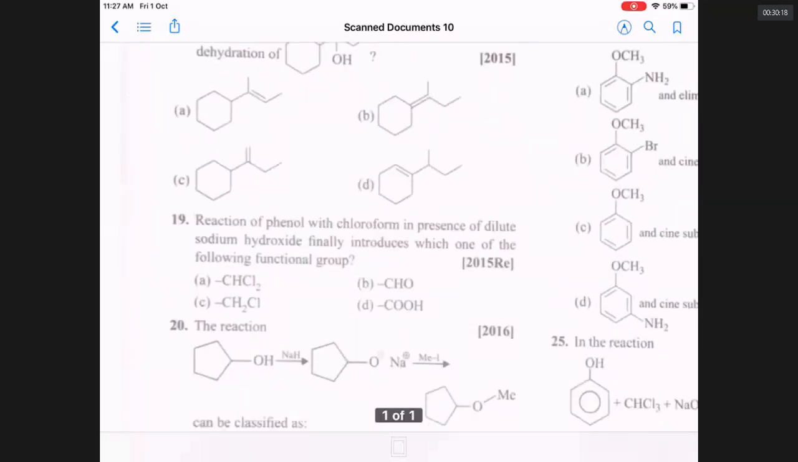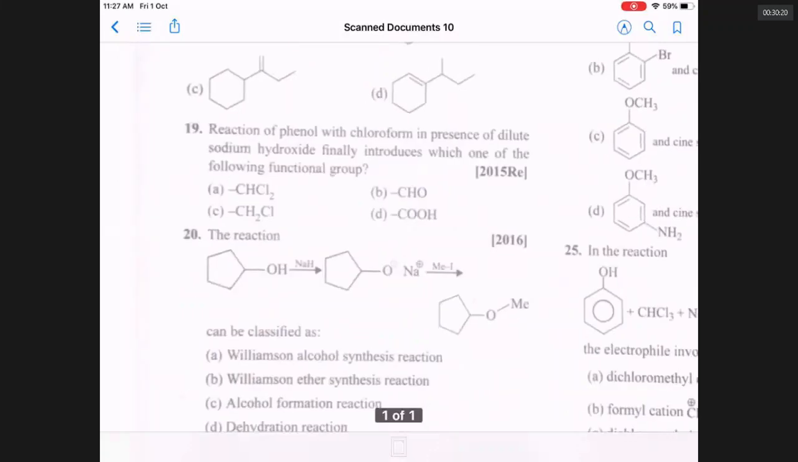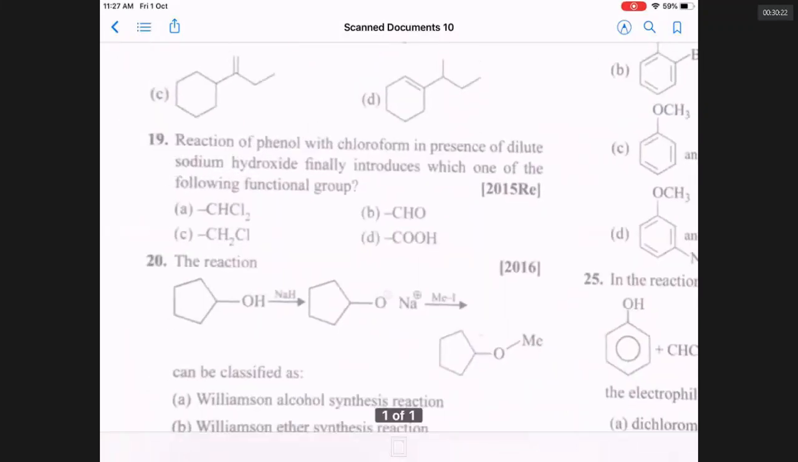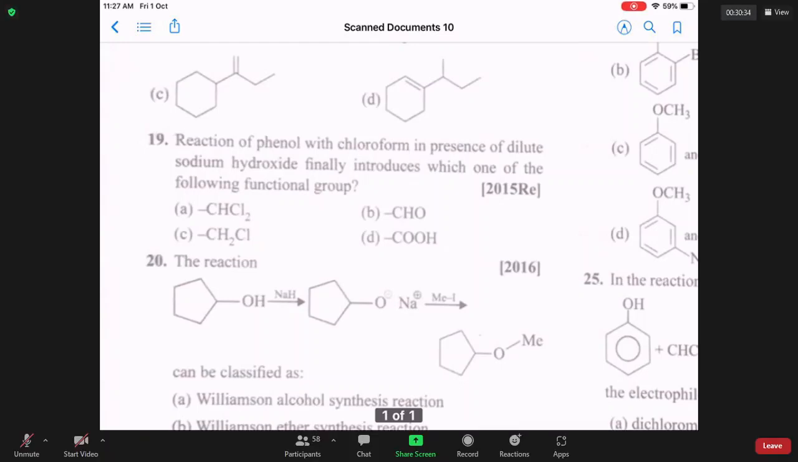So question number 19. Question number 19 appeared in 2015. In 2015, the IIT paper got leaked out. Therefore, they had to conduct the exam again. So it was the re-exam. Nowadays, it became online, so they are conducting some 10 tests.